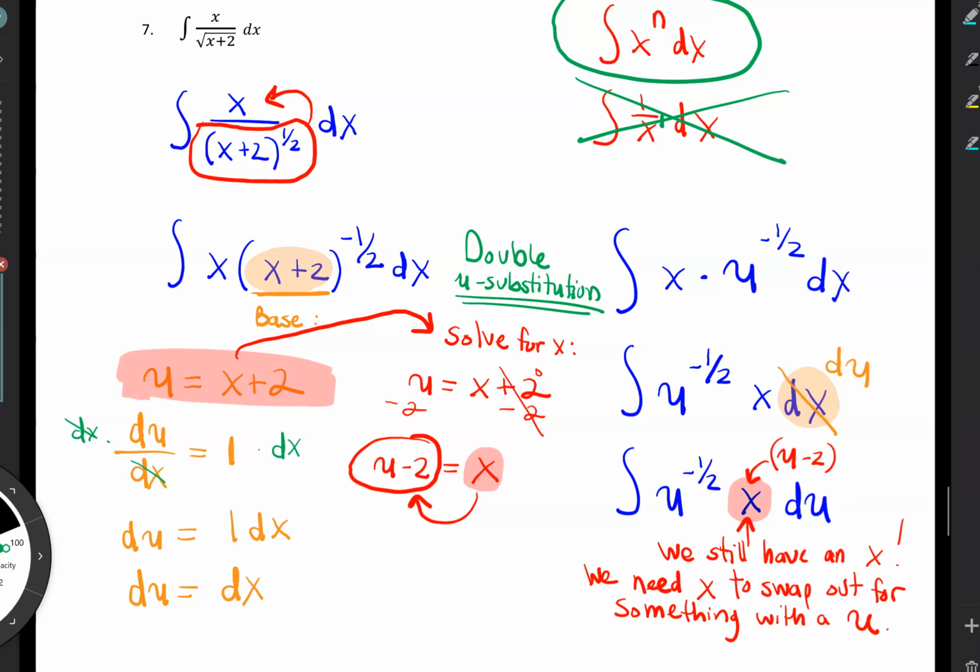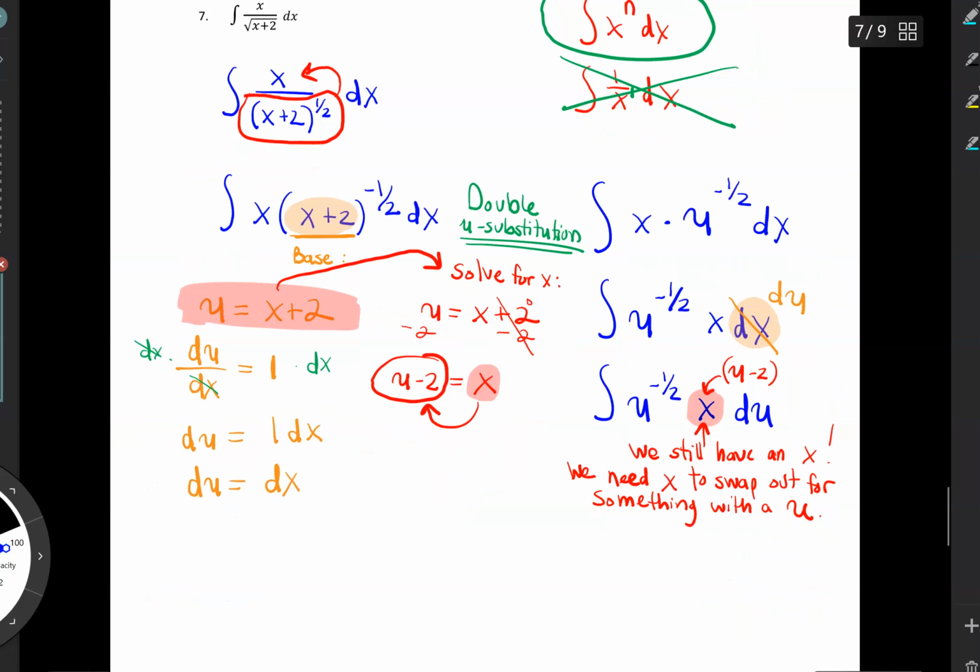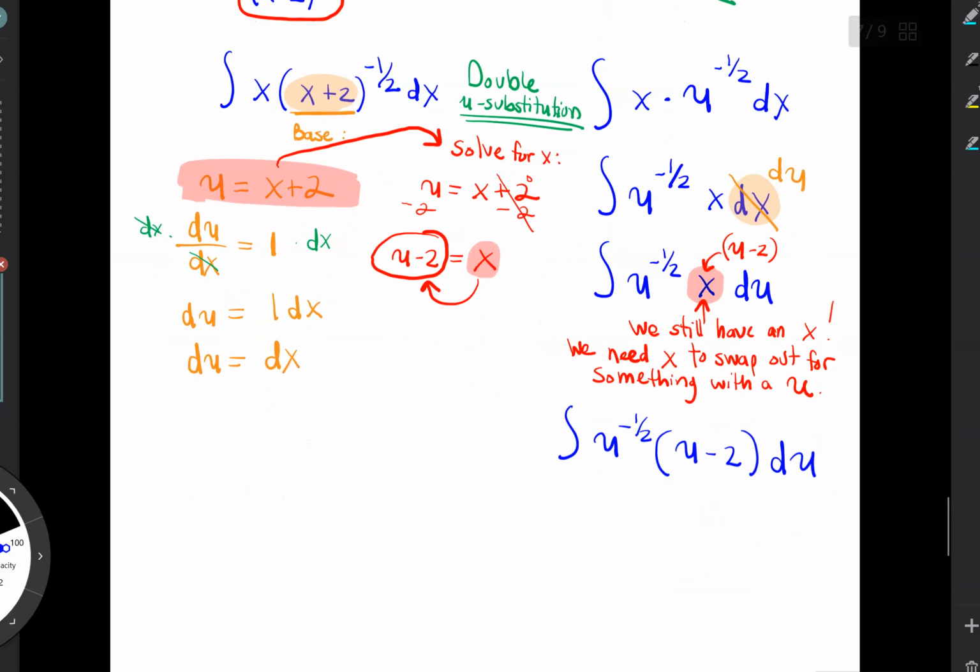Okay, so let's go ahead and make that u substitution then. So I'm going to have the integral of u to the negative 1/2, and then the x is getting replaced with u minus 2, and then I have a du. So I have all u's. It's still pretty nasty, but at least I have all u's, right?